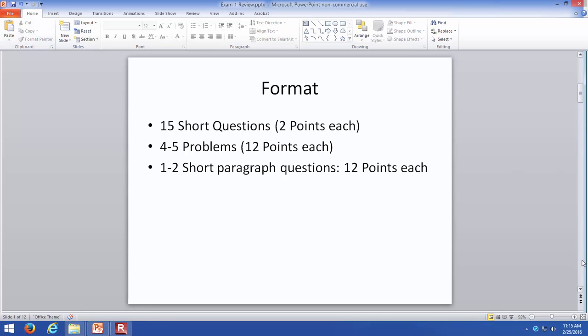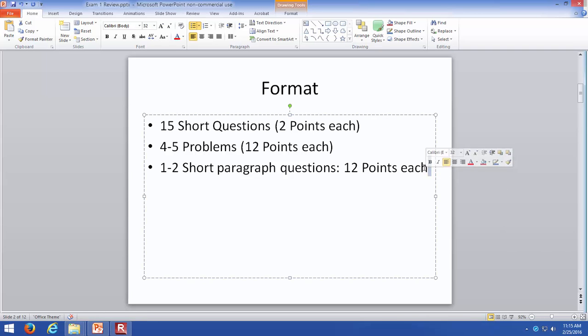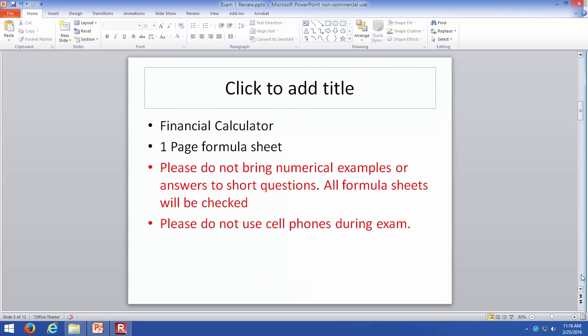Today I want to do a review for exam 1. So what is the format? The format is 15 short questions, 2 points each, 4 to 5 problems, 12 points each, and 1 to 2 short paragraph questions, 12 points each. So overall you can expect the exam to be worth approximately 108 points in total, and out of that, 30 points would be the short questions, approximately 48 to 60 points would be the problems, and around 18 points would be the essay type questions.